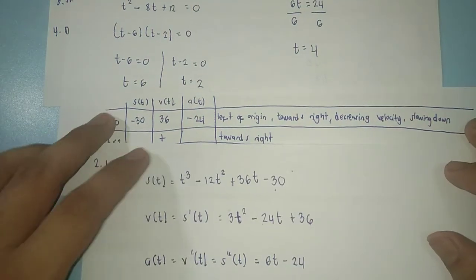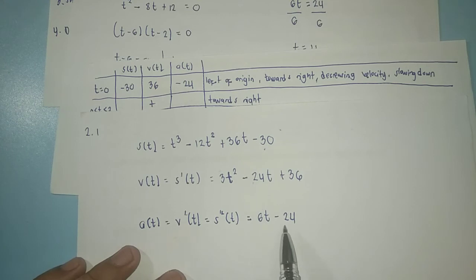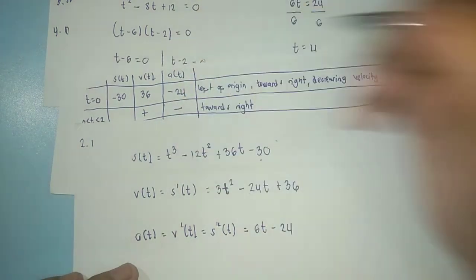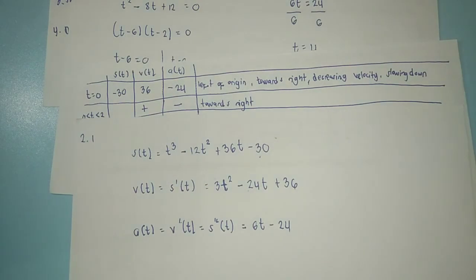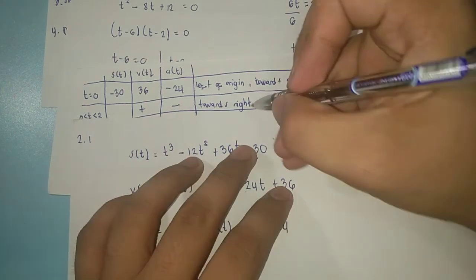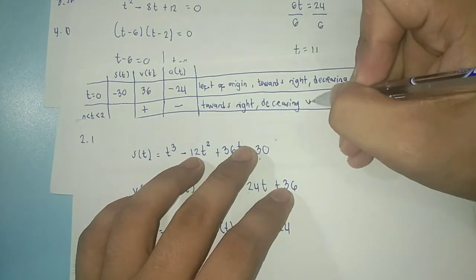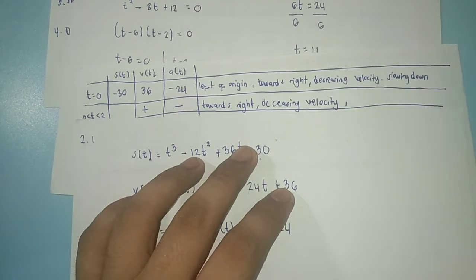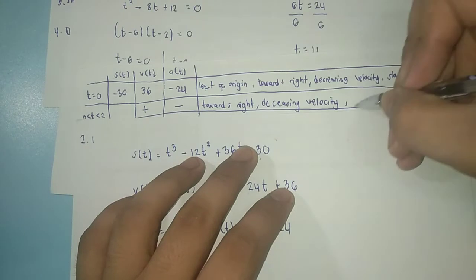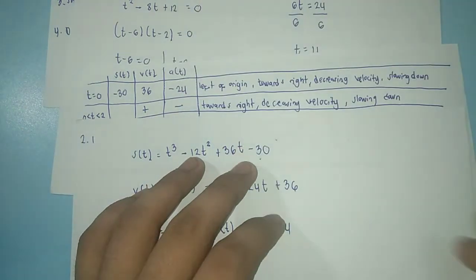Then, we substitute 1 here in the acceleration. So, 6 minus 24, negative. Okay? So, the acceleration is negative. So, meaning, our velocity is decreasing. Okay? So, decreasing velocity. And since the velocity is positive and the acceleration is negative, it is slowing down also. Slowing down, because the acceleration is negative.